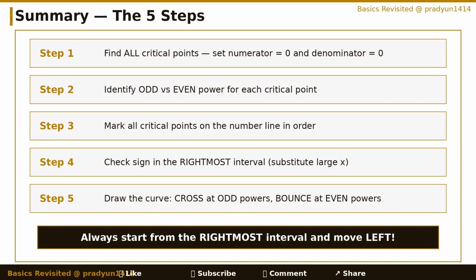To summarize the 5 steps. Step 1. Find all critical points. Step 2. Identify odd versus even powers. Step 3. Mark them on the number line. Step 4. Check sign in the rightmost interval. Step 5. Draw the curve, crossing at odd powers and bouncing at even powers. Always start from the rightmost interval and move leftward.